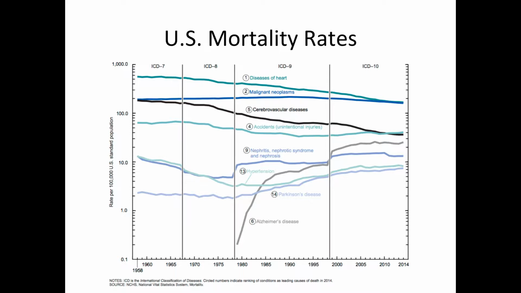You can see here, in the middle, that the number 1 cause of death is heart disease, followed by malignant neoplasms. And if you look over time, on the left axis, heart disease deaths have been number 1 going back to the 1960s, and the heart disease death rate has gone down over time, whereas number 2, malignant neoplasms or cancers, has stayed relatively flat.